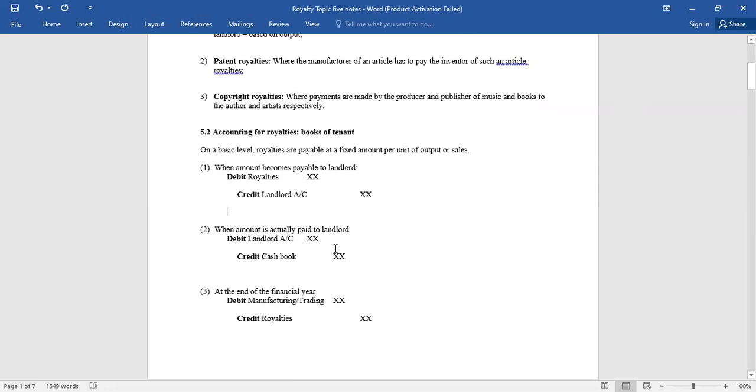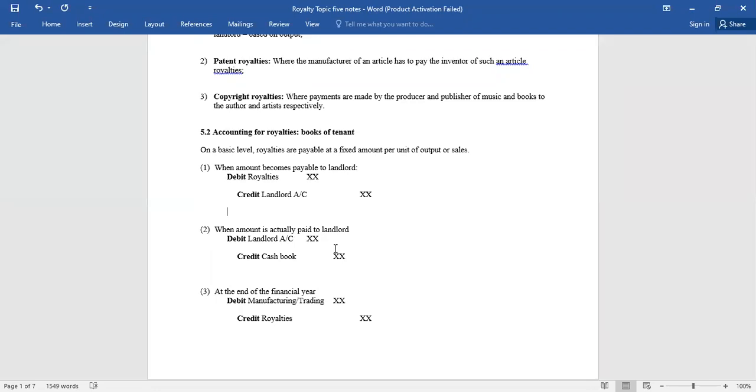So we are going to have 3 major occurrences. When the amount becomes payable to the landlord, or rather, when they enter into the contract or agreement, they'll agree and say, you are going to consume my asset for a duration of, let's say, 5 years, and this is the amount payable. So at that point, we are going to debit the royalties account and credit the landlord's account. Then from there, we expect the tenant to pay the landlord the amount owing, depending on the agreement. Could be yearly, could be paid after a period of time, will be guided.